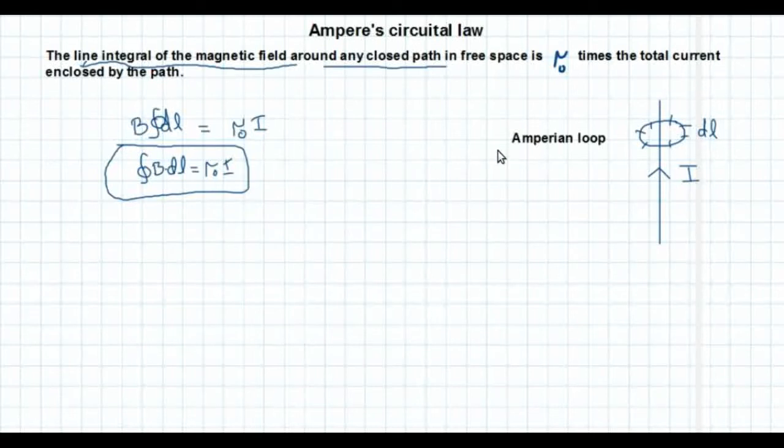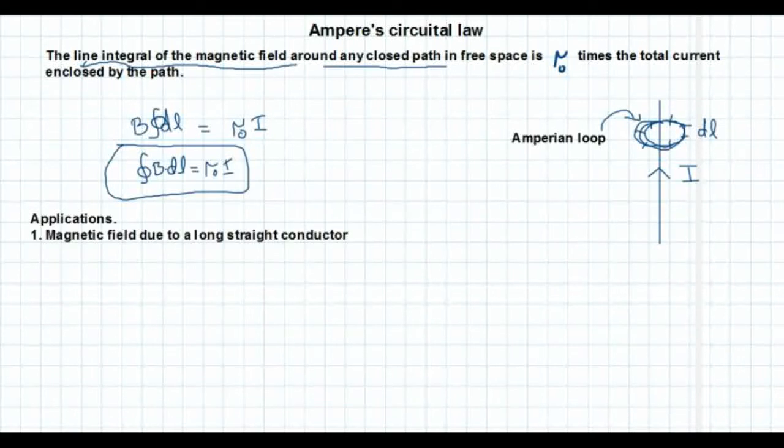It is done with the help of an Amperian loop. The closed loop that we are using to find the magnetic field using this Ampere's circuital law is called an Amperian loop. So what is an Amperian loop? It is nothing but a closed path around a current carrying conductor. Then there are many applications for this Ampere's circuital law. And the first one that we are discussing is the magnetic field due to a long straight conductor.